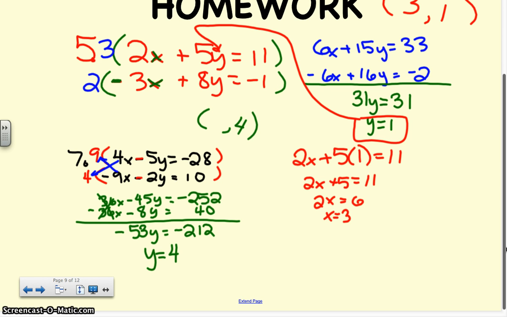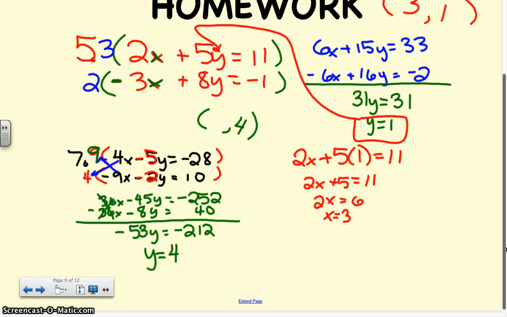Now looking here, the numbers got huge because I multiplied through by this 9. It makes things a lot more difficult. I could have chosen to get rid of the y's because I would have multiplied through by a 5 and a 2. Facts that I know really fast.